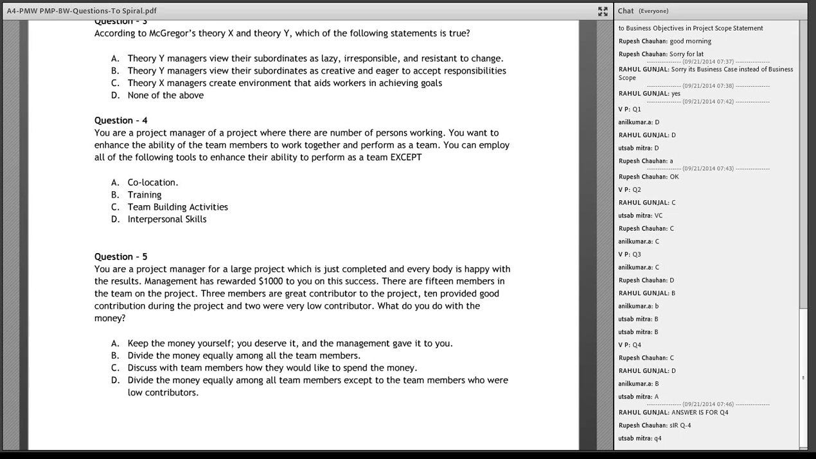Sorry. You are a project manager of a project where there are a number of persons working. You want to enhance the ability of team members to work together and perform as a team. You can employ all of the following tools to enhance their ability to perform as a team, except. See, we are talking about people working together, how we can improve the synergy, how we can improve their collective effort, not individual.